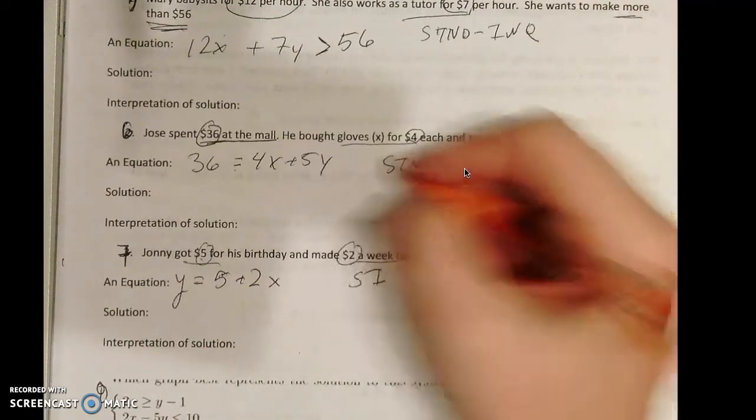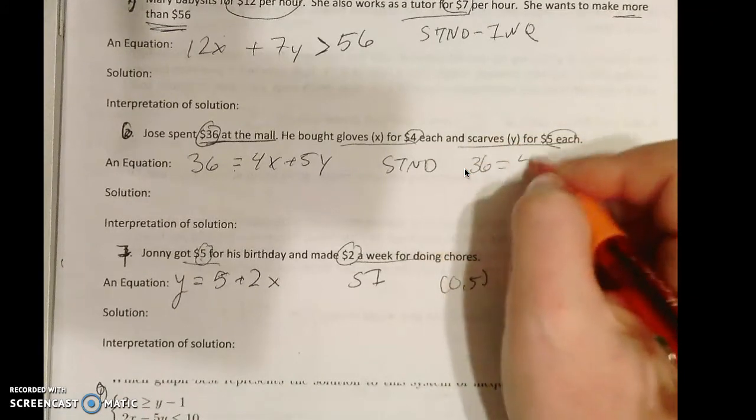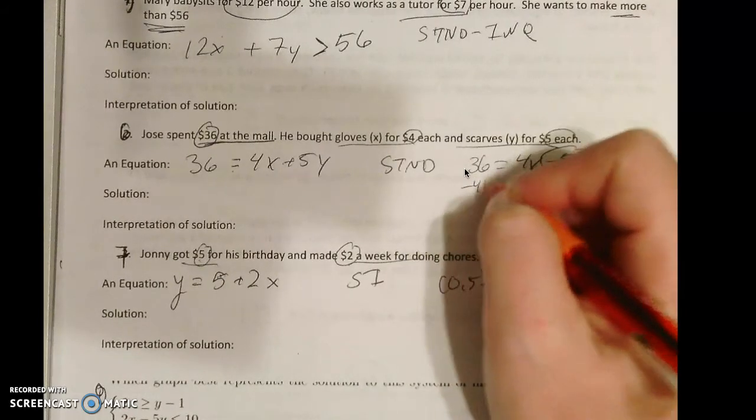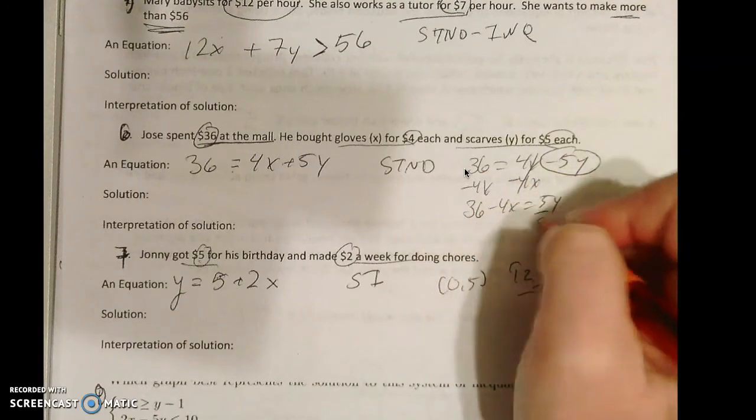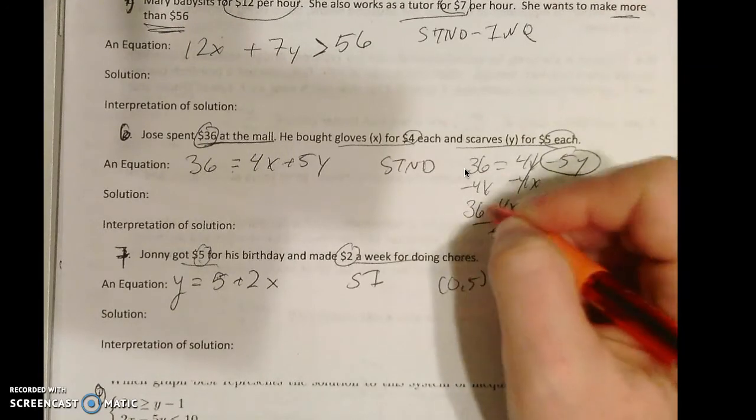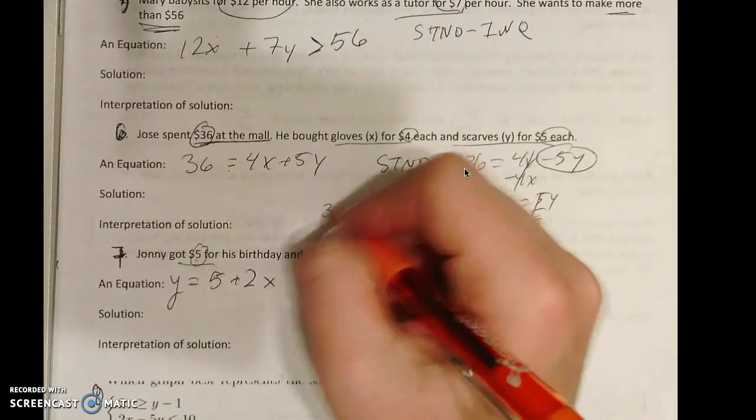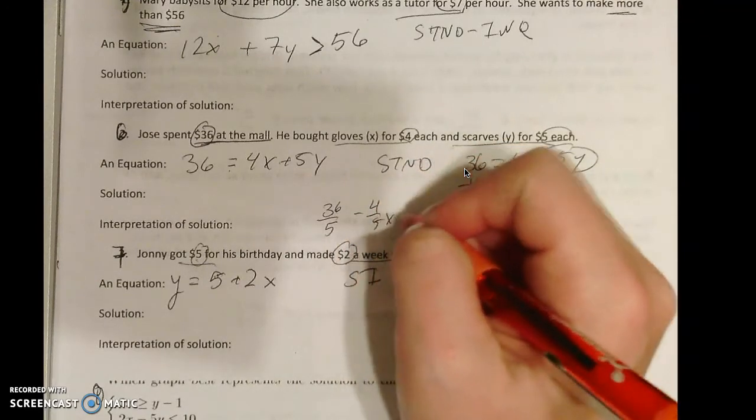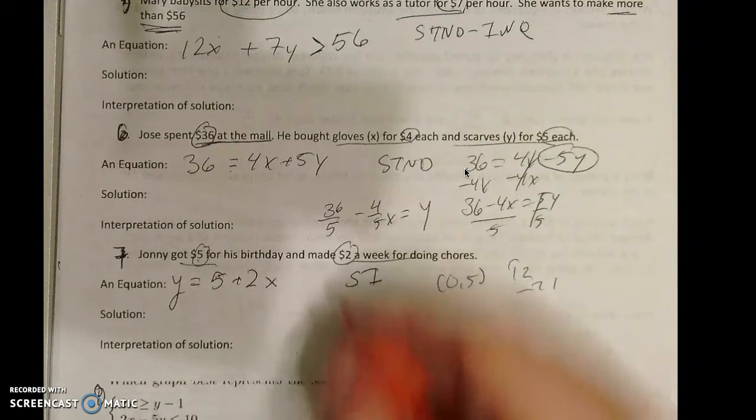Here, what you would do is you would turn it into slope-intercept form. 36 equals 4x plus 5y. I need to solve for y. Minus 4x, minus 4x. 36 minus 4x equals 5y. Divide by 5, divide by 5. This doesn't go in evenly. So you get 36 over 5 minus 4 over 5x equals y. So, again, a little bit harder to graph. Probably don't graph that one.